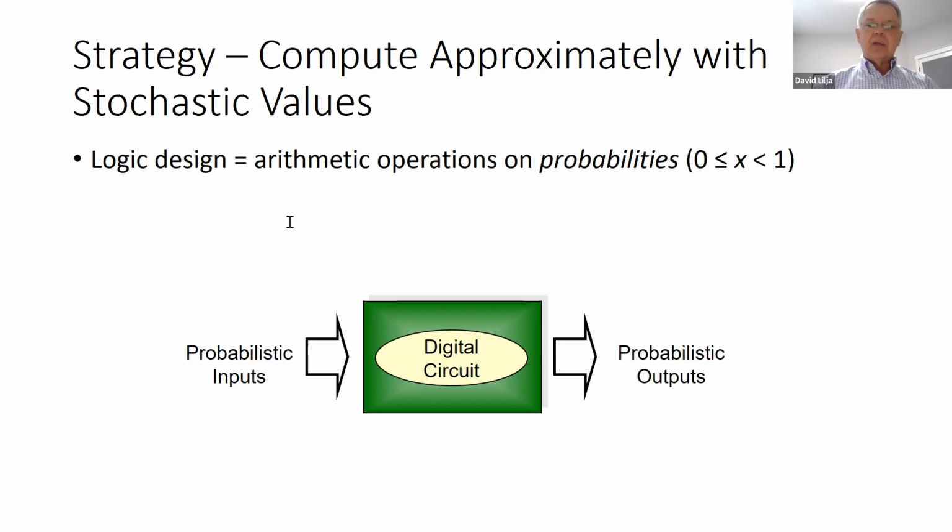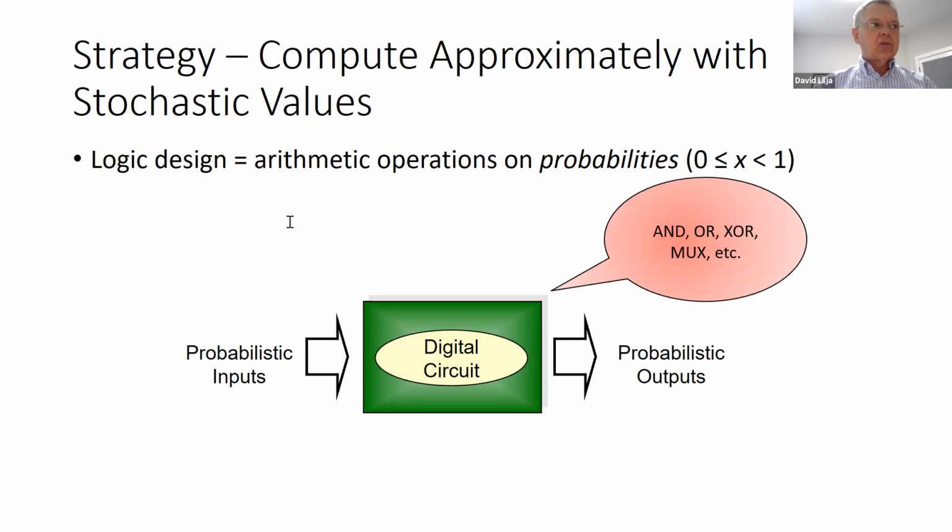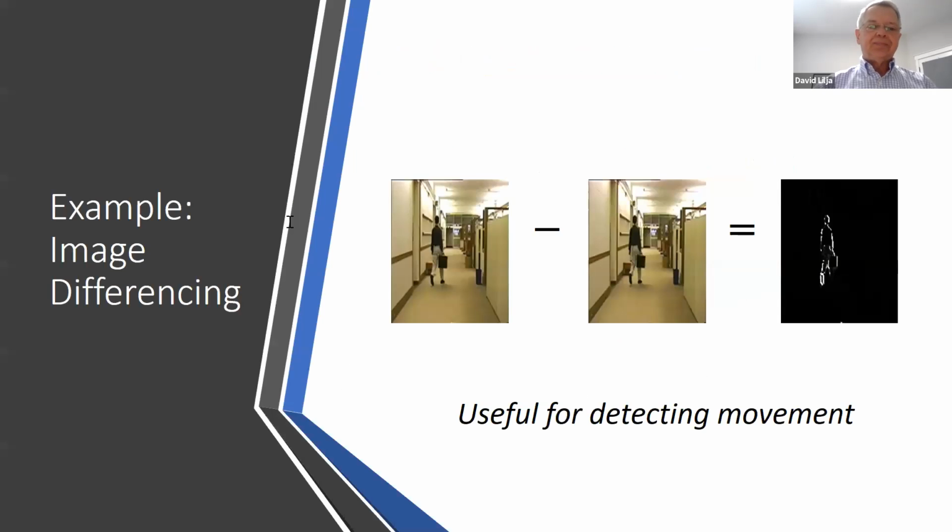One of the key things, however, is that this digital circuit is just conventional logic. We have AND gates, OR gates, XOR gates, multiplexers, and so forth. So we're just going to use conventional logic, but treat the inputs and outputs as if they're probabilities. Now, what can we do with this? Well, let me give you a quick example to sort of motivate this idea.